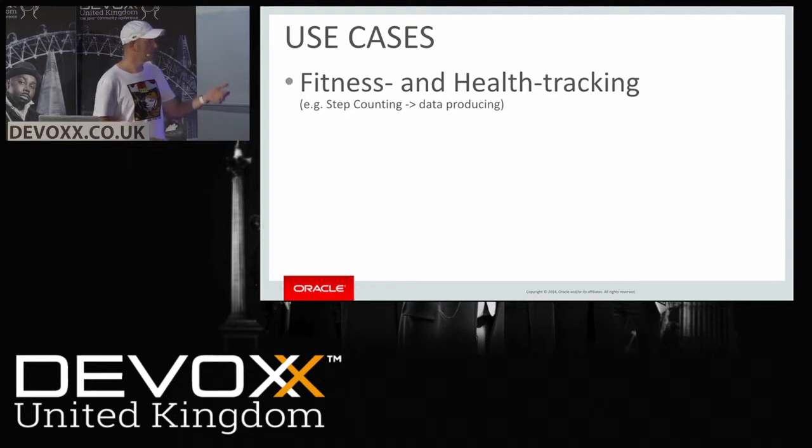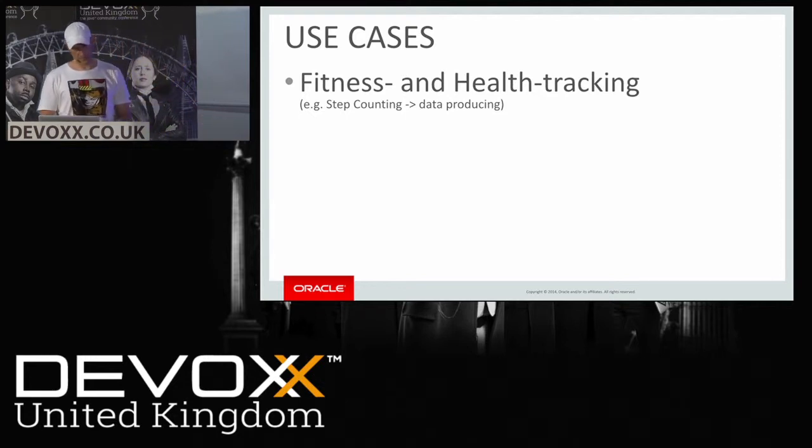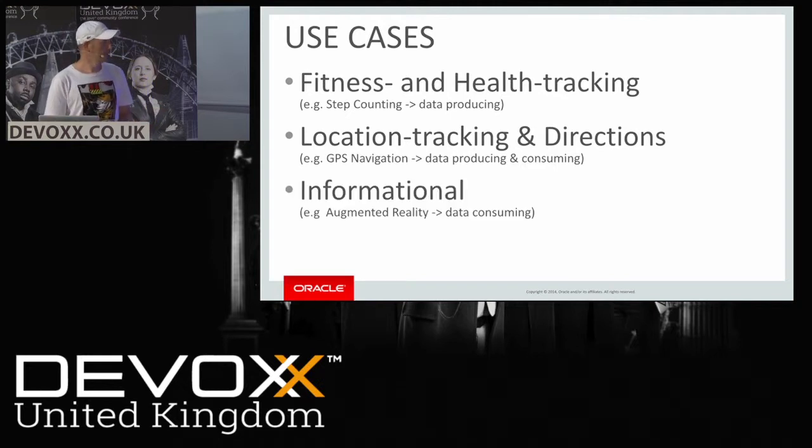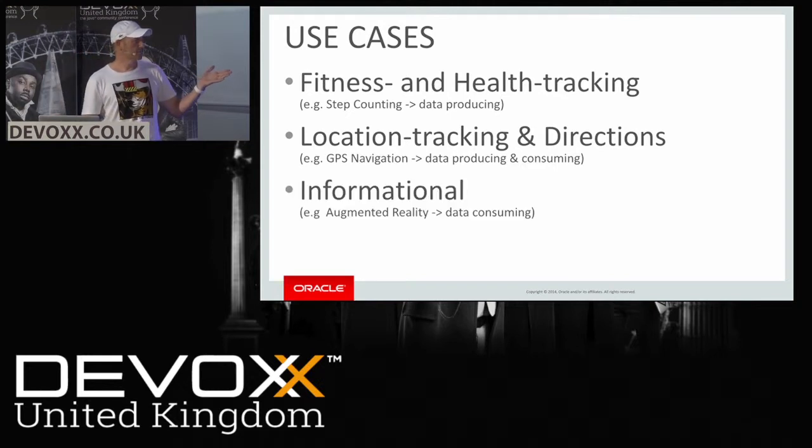Runners and all that. If we use something like that, we talk about data producing wearables, because this stuff normally just collects data from your body or from something else and then just publishes the data somewhere. Then also very popular is location tracking or distance, like GPS navigation, which is in this case data producing and data consuming. So it does both. And the last one is informational. That means, for example, augmented reality.